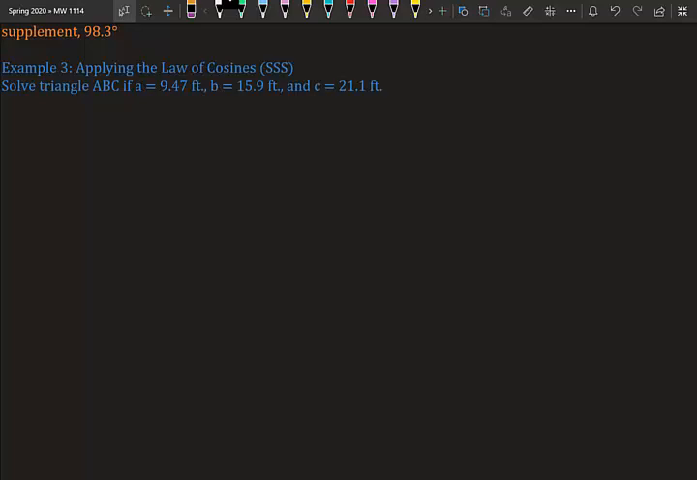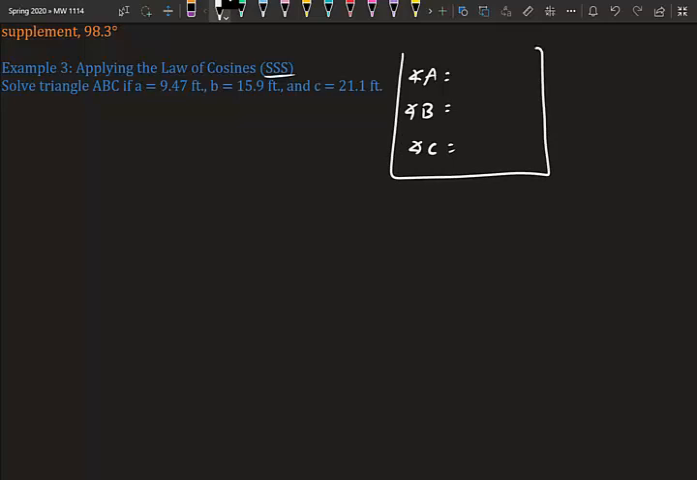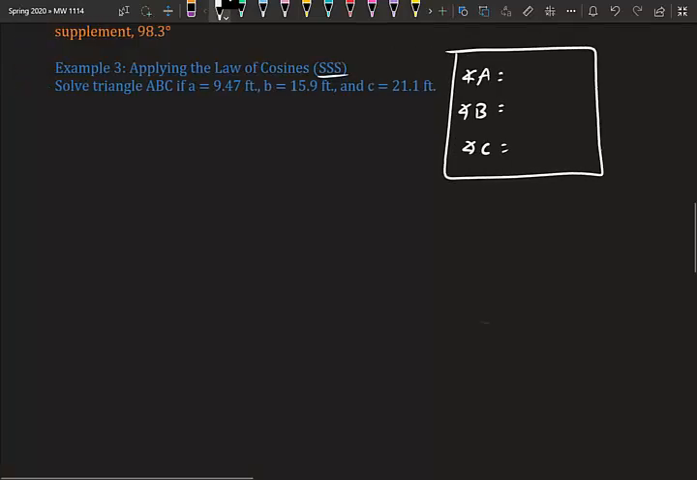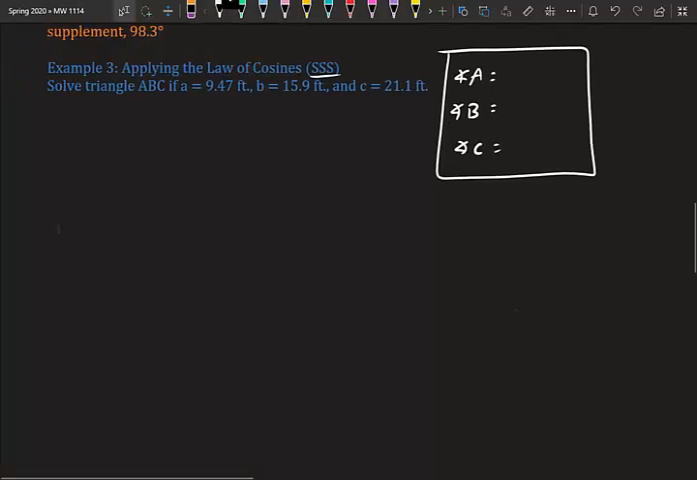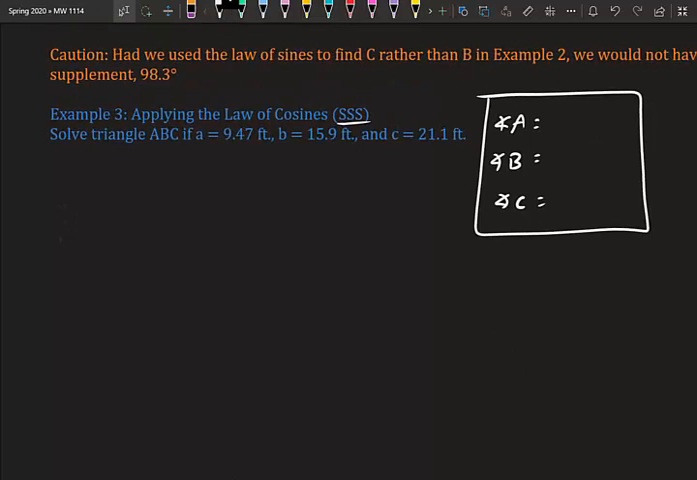We use the law of cosines. So since we're solving this triangle, we need to find all our angles and all our sides. But since we have side, side, side, we know that all we need to find are our angles. And there's only one way to start this. Only one.